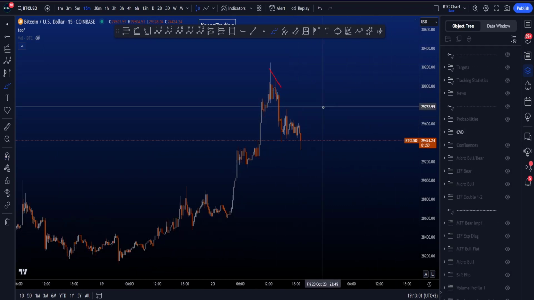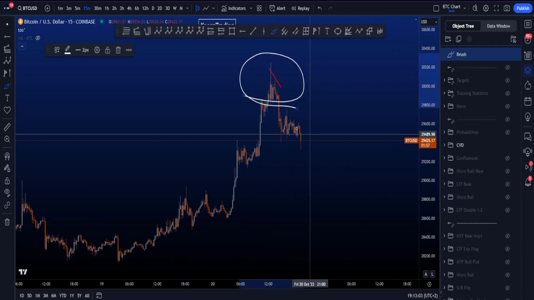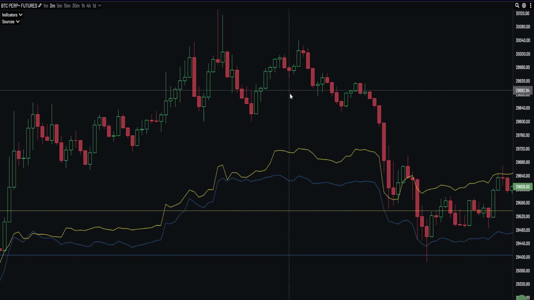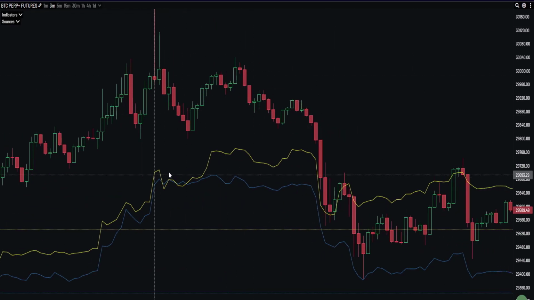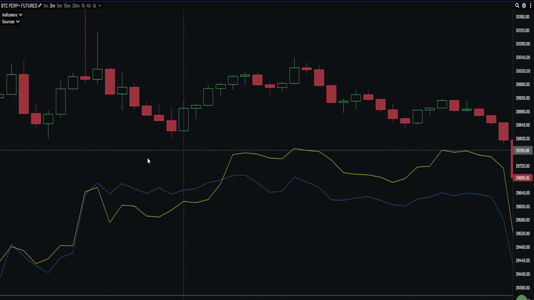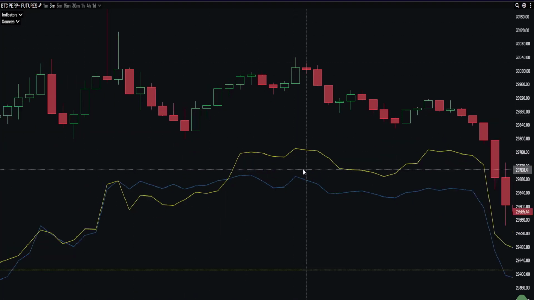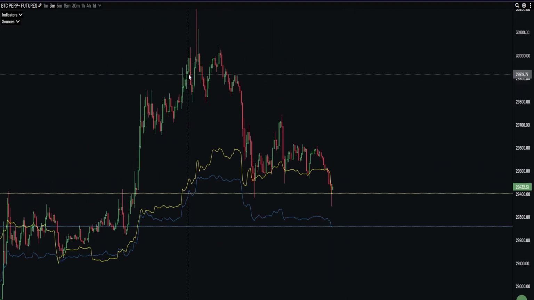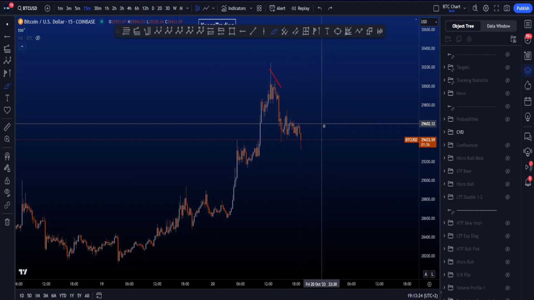If we look at the CVD divergences, we did have bearish CVD at the high over here. As you can see, if I zoom in on the 3-minute chart, lower highs on price, higher highs on yellow, bearish CVD divergence, as well as on blue, lower high on price, but also on blue here, higher high on the CVD. So we did have some bearish CVD divergence, which means there is absorption of market longs with a limit short, pushing price towards the downside.